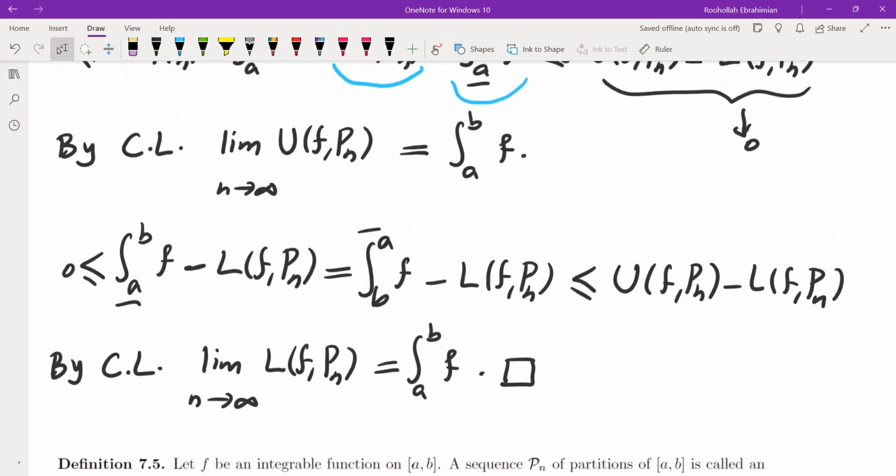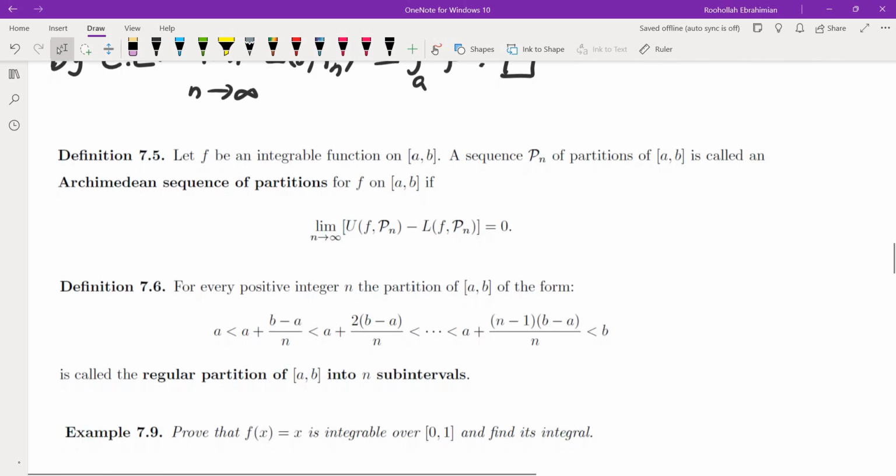Okay, so this allows us to check whether a function is integrable or not. All we need to provide is a sequence of partitions such that upper minus lower approaches 0. That's what it means for a function to be integrable. And if we can provide that sequence, we can also potentially find the integral. We need to take the limit of those upper sums or the limit of those lower sums.